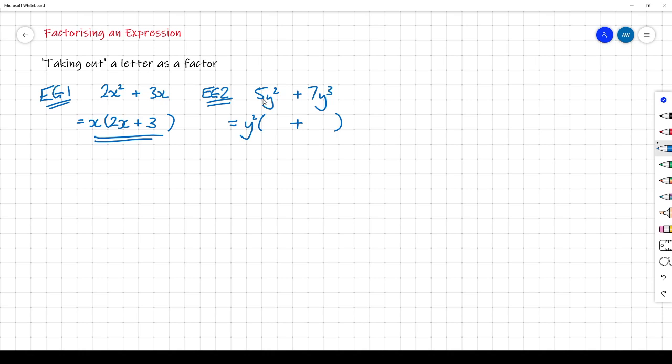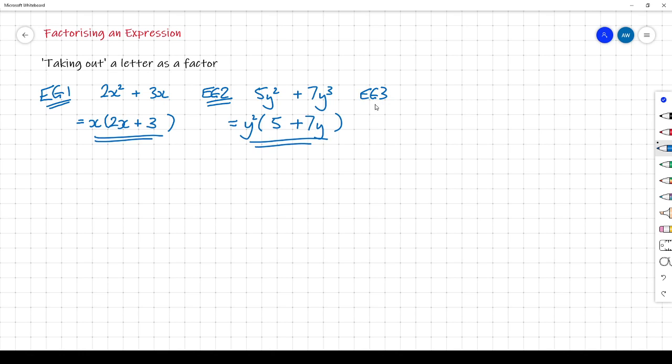When I say give me, we can take it out from there, and this term can give me y squared or y cubed. So the highest that they can both give me is y squared. Then we work out what goes inside the bracket. Y squared times 5 will give me 5y squared, and y squared times 7y will give me 7y cubed. Let's double check. Y squared times 5, 5y squared. Y squared times 7y is 7y cubed, because y squared times y is y cubed. There we go. That's example 2.